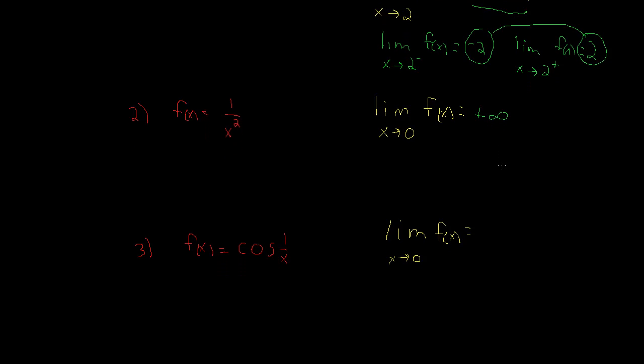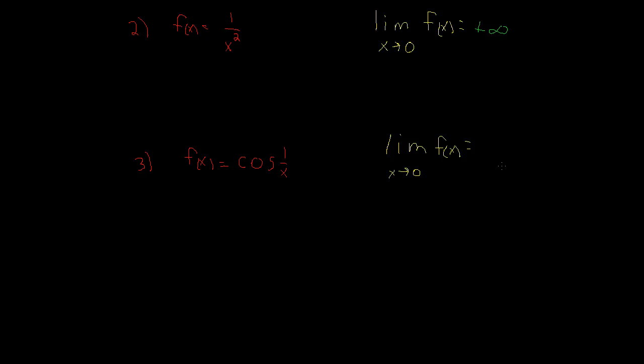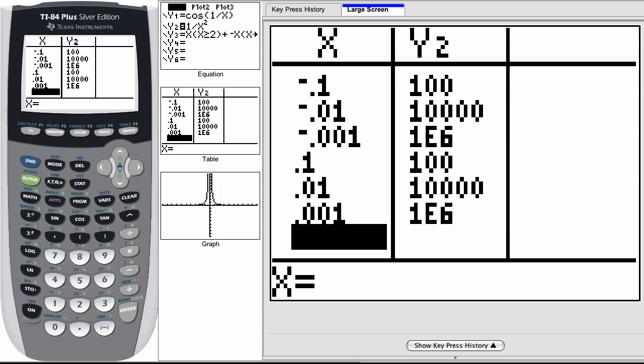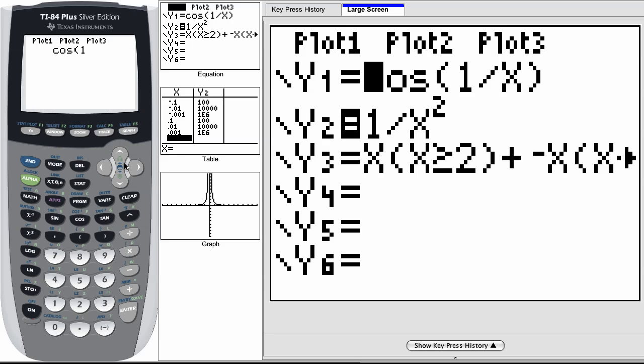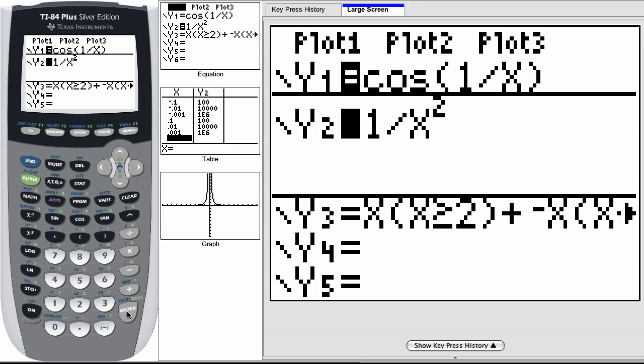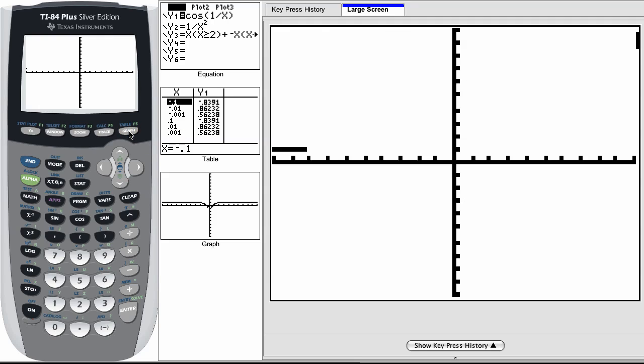Okay, so the final example, we have this trigonometric function here, cosine of 1 over x, and let's go to the calculator and see how this plays out. Now the good thing about this is we're letting x approach 0, so I don't have to change really anything in my table. What I want to point out though is the graph.